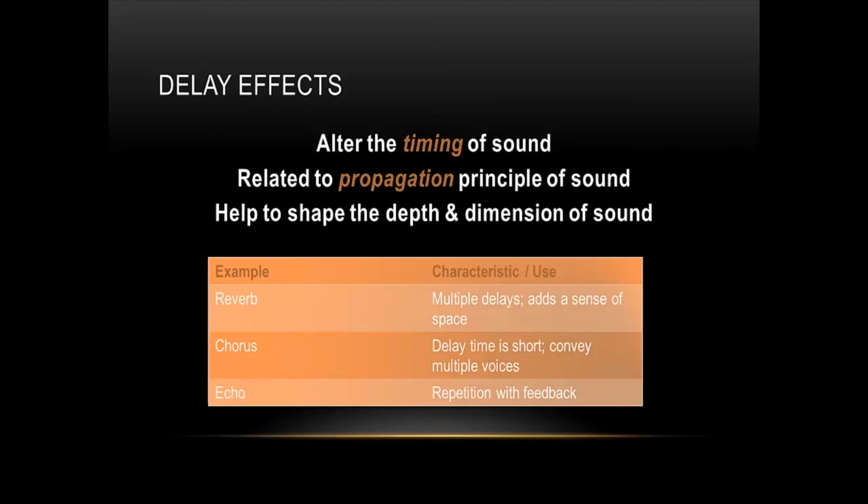Chorus is another example where the delay time is very short. It conveys multiple voices. Echo is also based on the delay property of sound, propagation property. Here the feedback is fed into the sound source to create echoes.